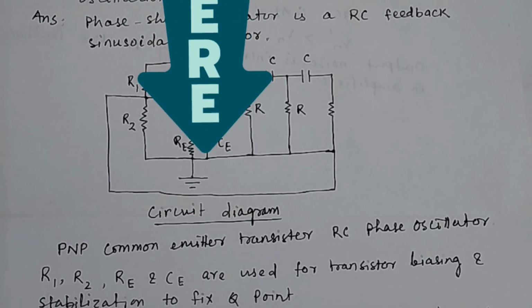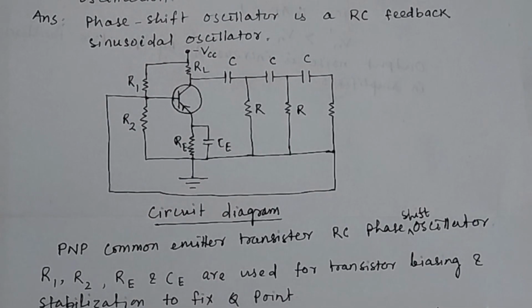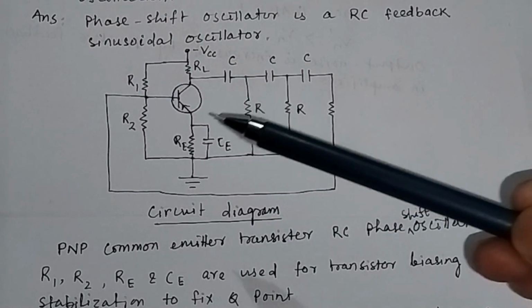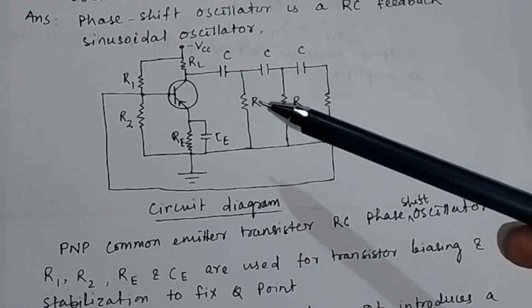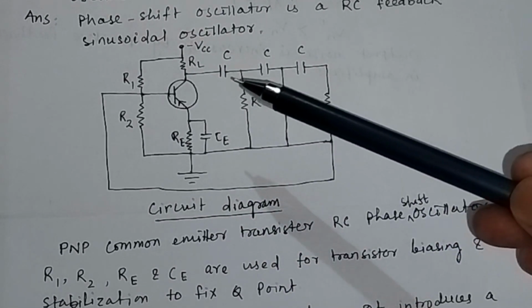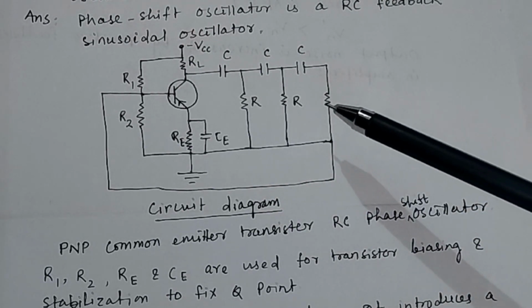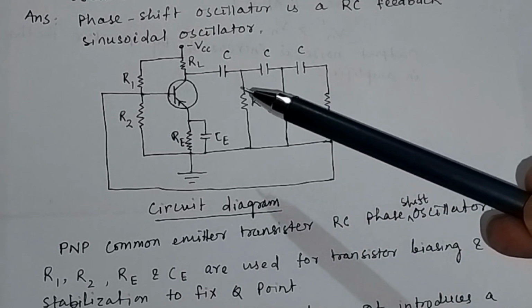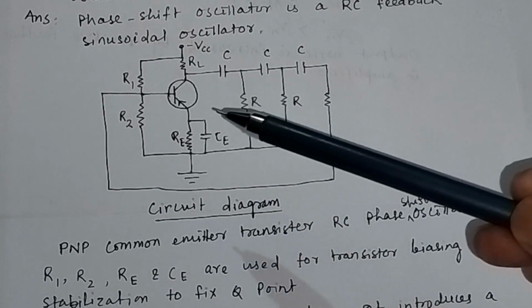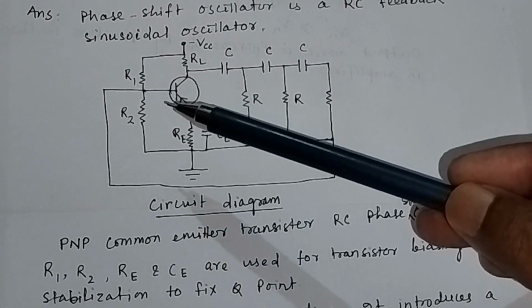This is the circuit diagram for the PNP common emitter transistor RC phase shift oscillator. This is your PNP transistor and these are the three RC circuits. This is one RC circuit, this is another RC, and this is the third RC. So in this RC phase shift oscillator, you have three RC circuits, and this is your PNP transistor, and here you have two resistors R1 and R2.